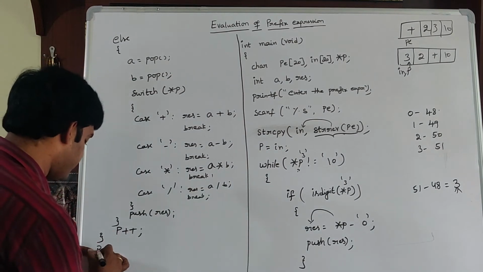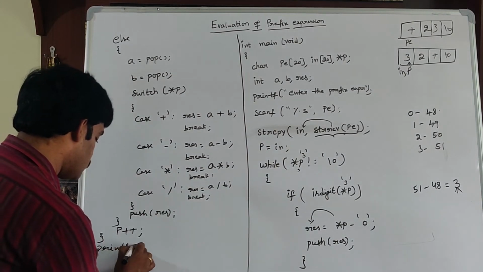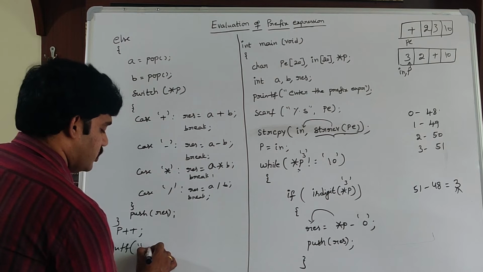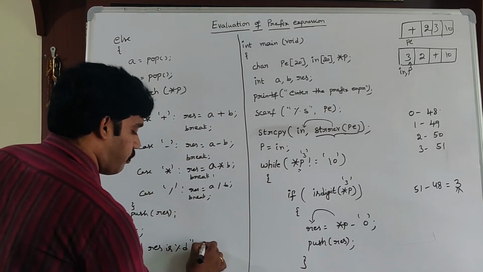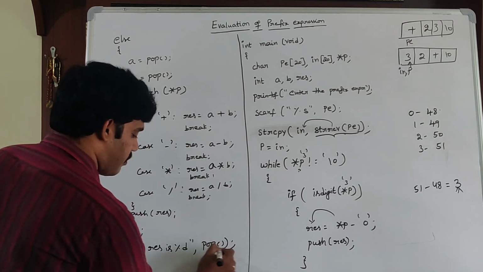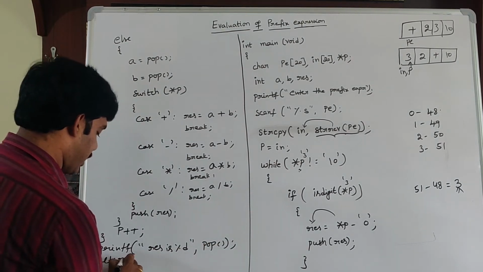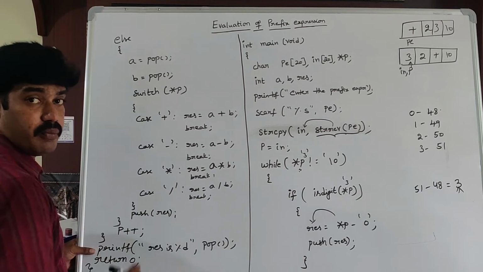So printf, value is result is percentage D comma pop. The last line of your program is return 0, closing of main.